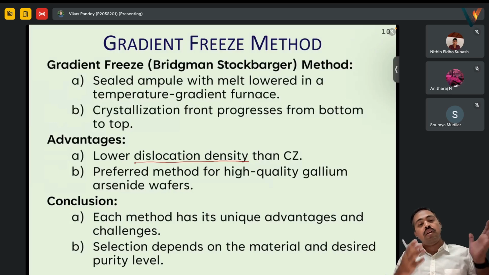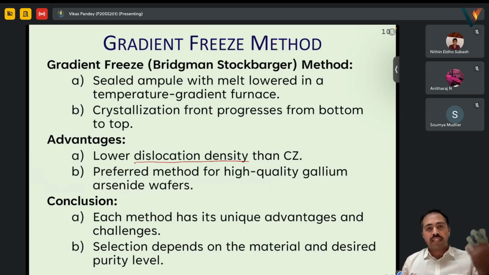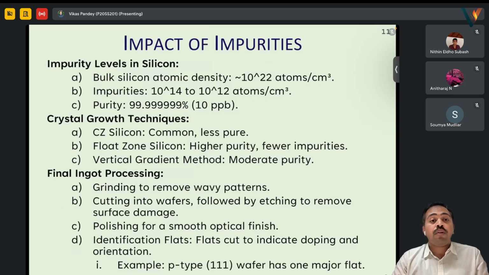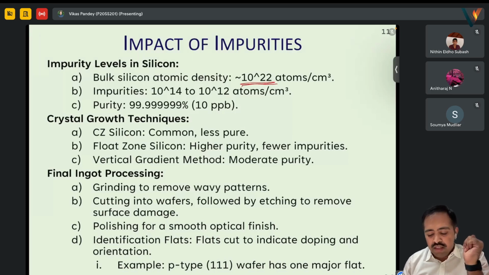Actually, the starting material itself is quite pure, and we are going for very high purities, like 5969. Why? Because if it is impure, it will have some effect on the wafer that we are starting with. If we concentrate on silicon itself, the atomic density is generally 10 to the power 22 atoms per centimeter cube.